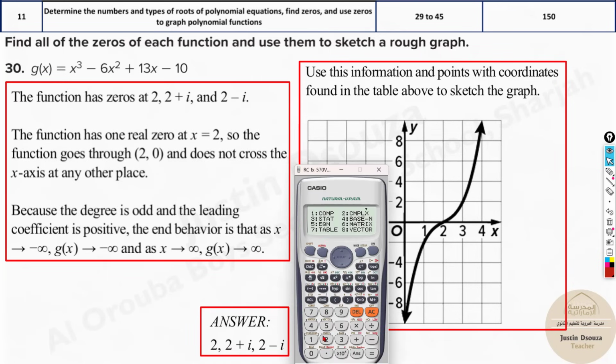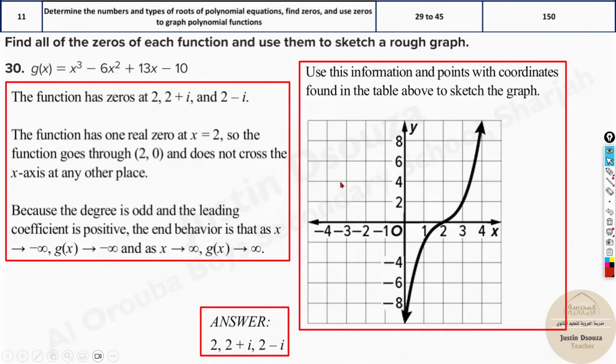You need to click on mode 4, because it's cubic. The coefficients are 1, minus 6, then we have 13, and lastly we have minus 10. And over here it is 2. Yes, that is a real solution. Then 2 plus i and 2 minus i, those are 2 imaginary solutions. That's the answer. Graphing is done by mode 7.